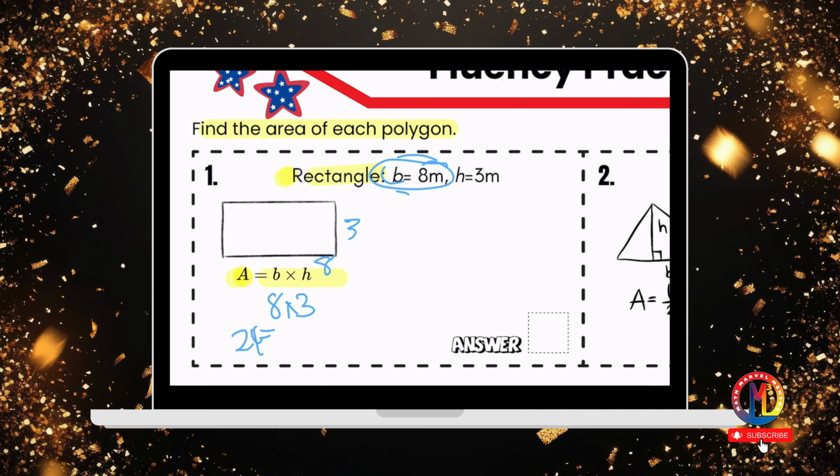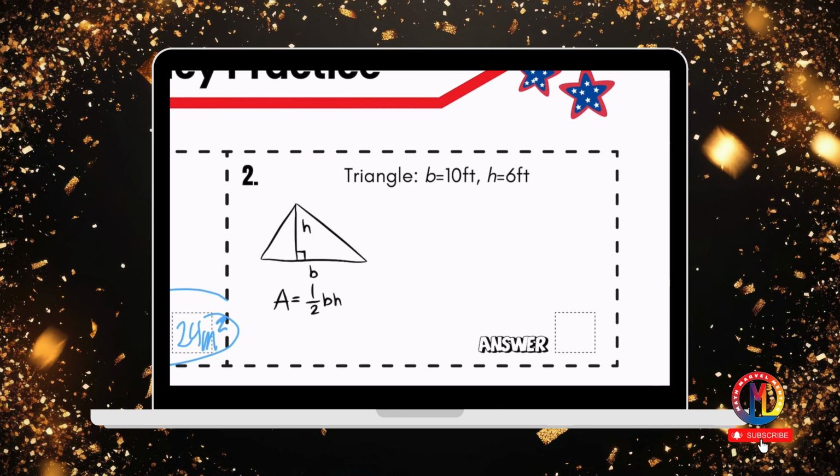And so our answer would be 24 meters squared, because it is a two-dimensional shape. And so we want to make sure we include that 2 in our units. Let's look here at number 2, a triangle.